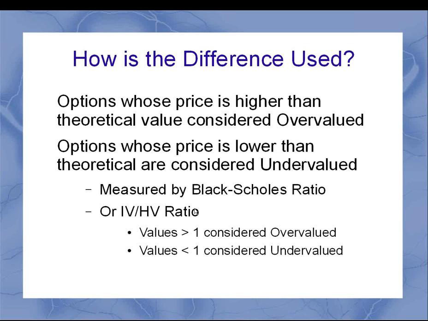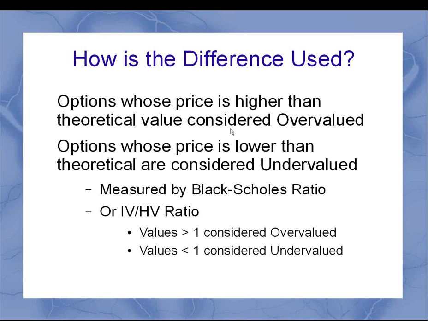All right. Okay, so now, all that being said about implied volatility, what it kind of is, how does it affect the options price? We saw that with some of the Black-Scholes pricing models and the Black-Scholes calculators. How is this difference used? Well, naturally, as Bill kind of mentioned, options whose price is higher than their theoretical value are considered overvalued, and those where the actual trading price is lower are considered undervalued.